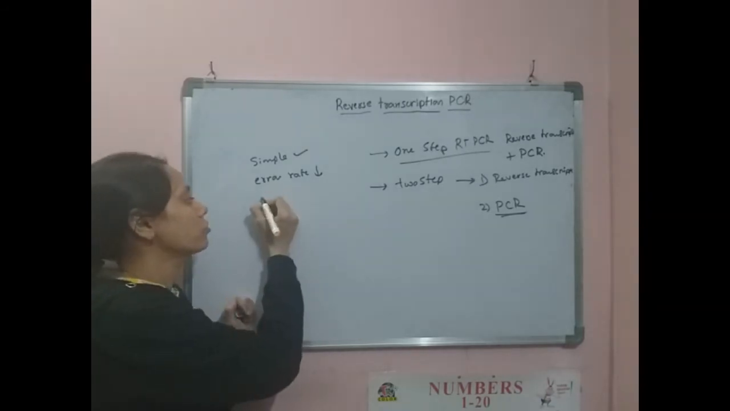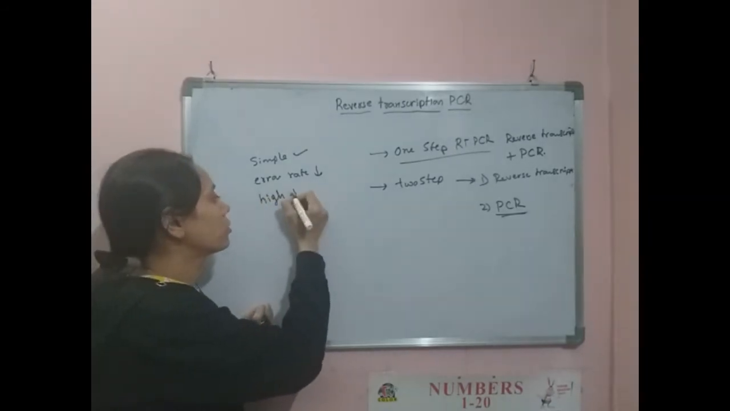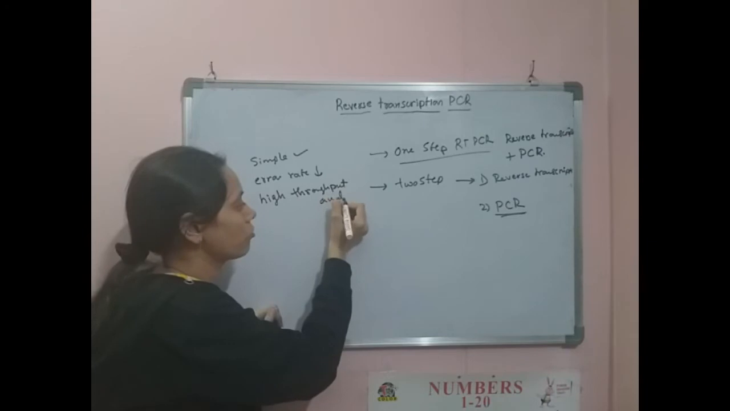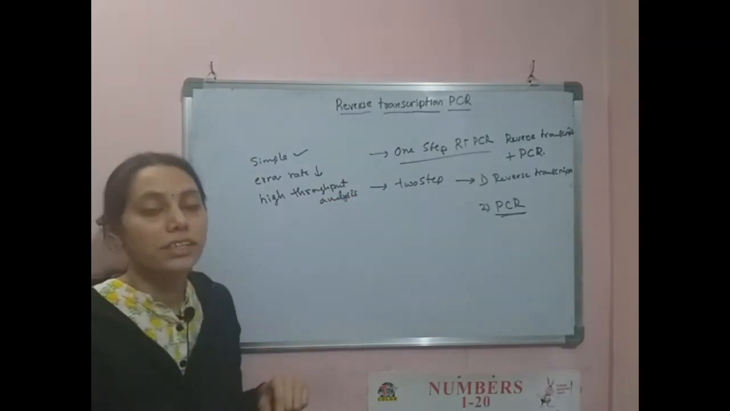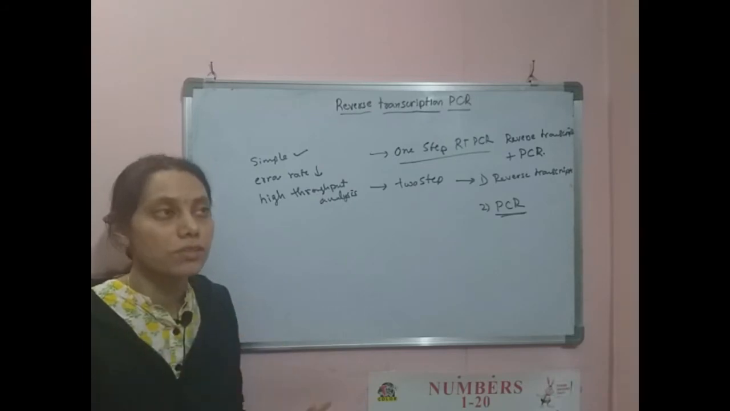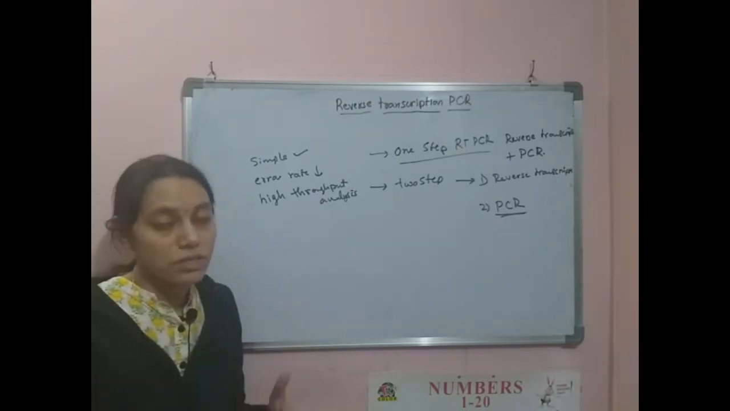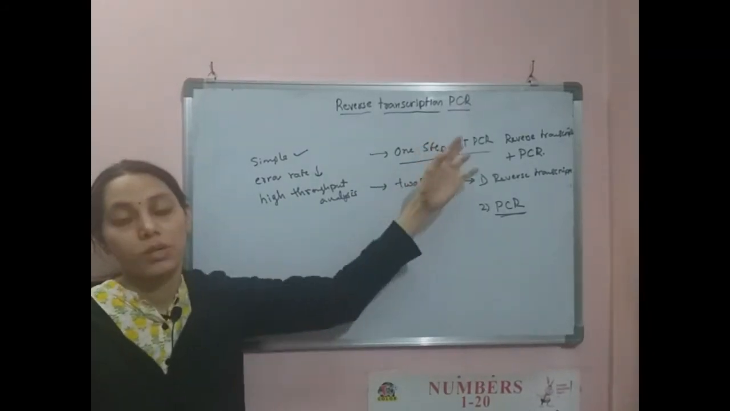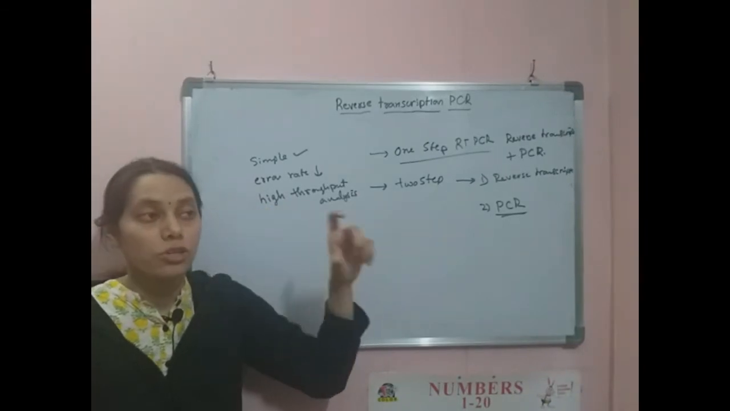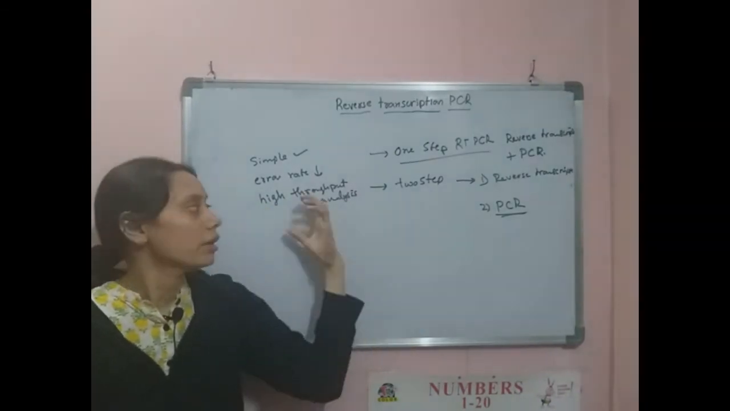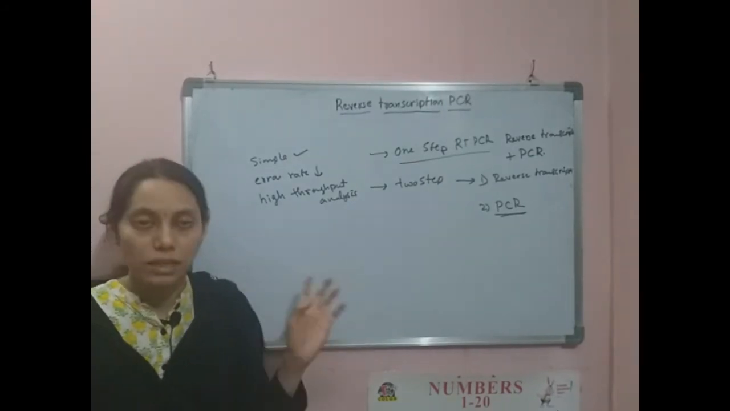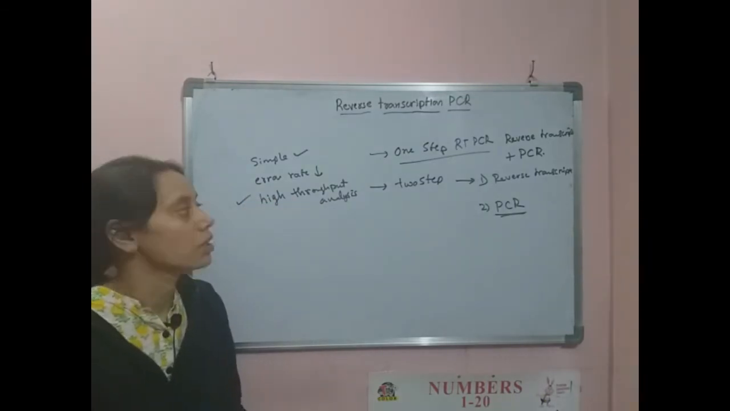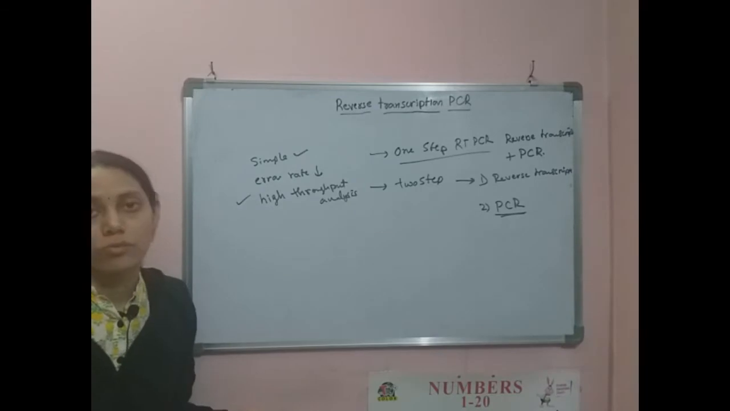And it is used in high throughput analysis. So for large-scale analysis, we take different samples and collect them, we isolate RNA, and we can directly add the reverse transcriptase enzyme as well as the PCR amplification components to the sample, and we can analyze the data in a single step. So this is highly applicable for high throughput analysis, and it is obviously a convenient process.